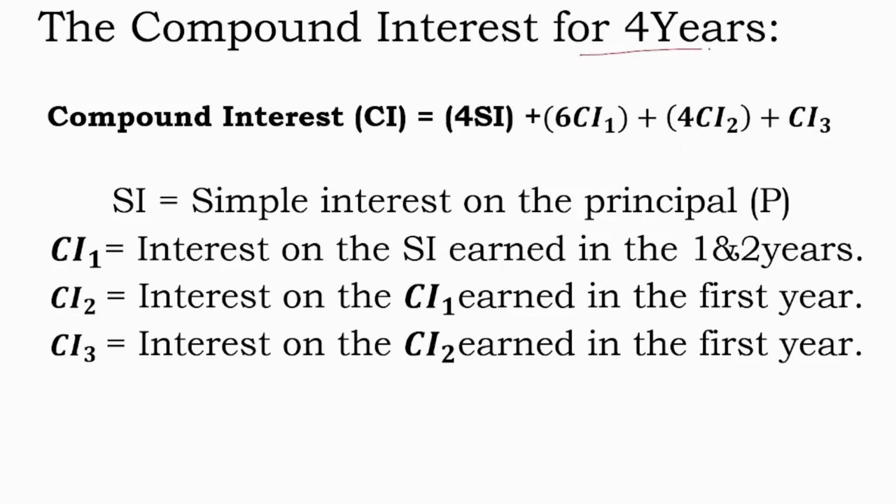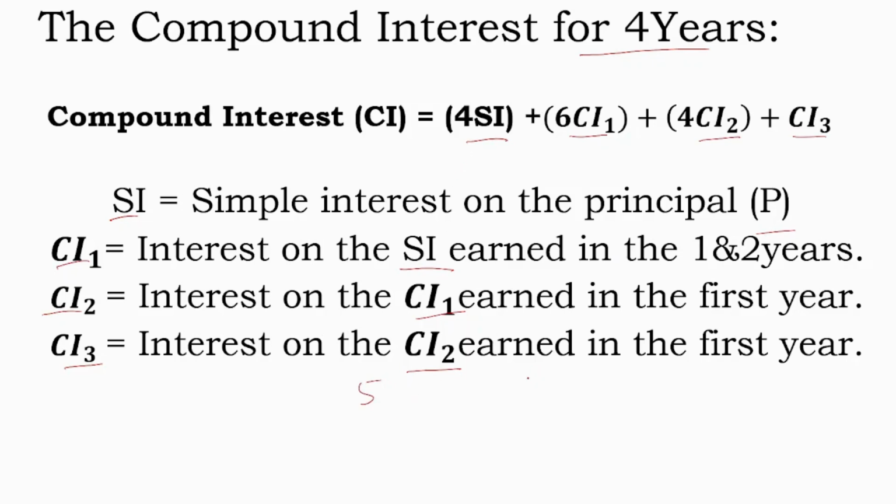Furthermore, for 4 years, that is 4 time periods, the compound interest is 4 into simple interest, 6 into CI1, 4 into CI2 and CI3. So here, SI, you know, is imposed on the principal, and CI1 is the interest imposed on simple interest. CI2 is the interest imposed on CI1 and CI3 is the interest calculated on CI2. So this can be extended further for more years.